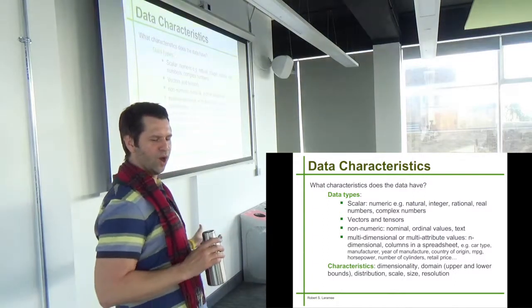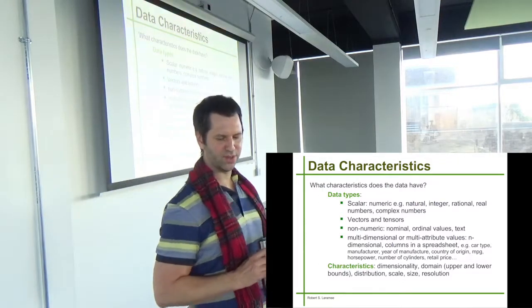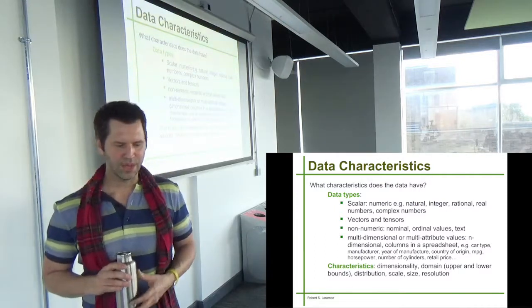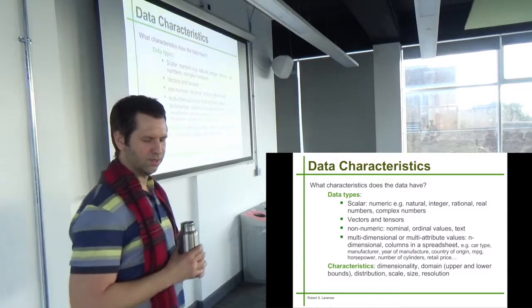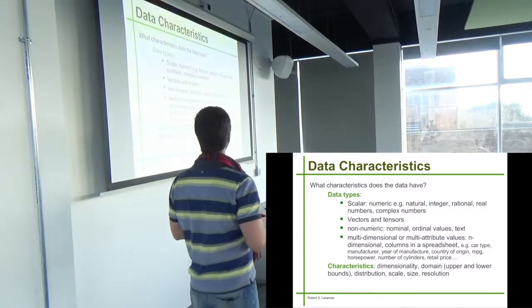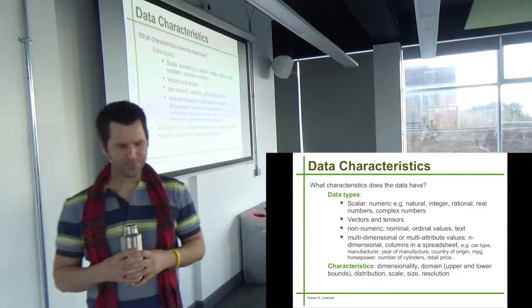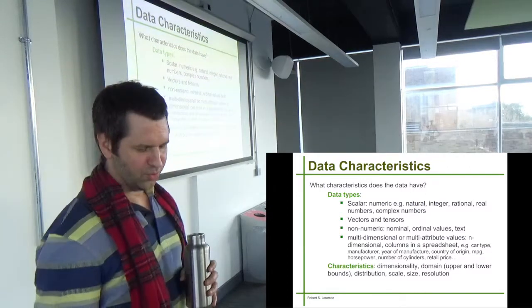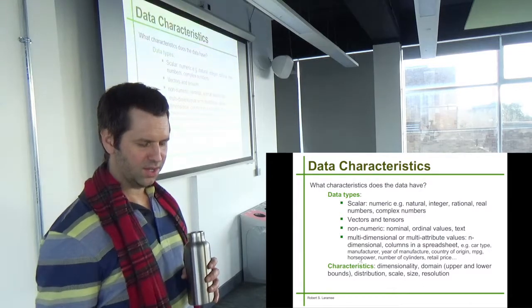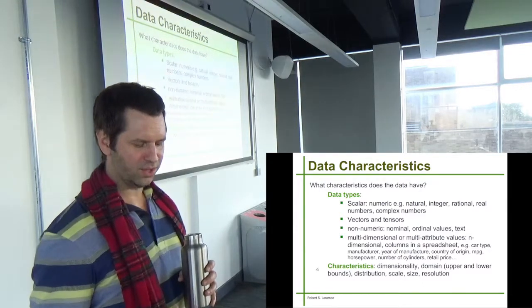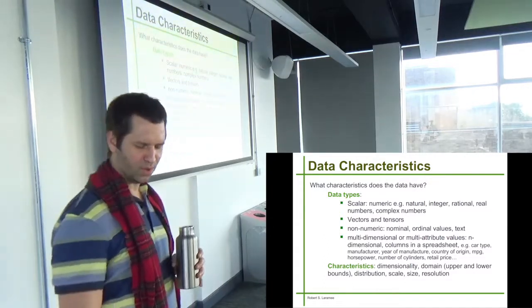Then we also have non-numeric values, right? Text, letters, numbers, first, second, third. And we have these multi-attribute values like columns in a spreadsheet and so on, categories. We'll see lots of different examples of that in this module. And so we already talked about data having a dimensionality. It has a domain that is contained in, like a minimum and maximum value. It has other properties like distribution, scale, size, and resolution that we're all familiar with.